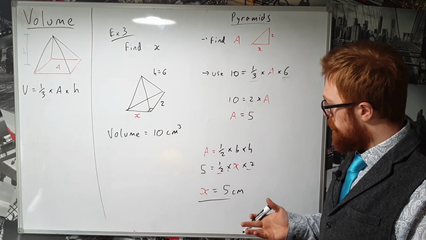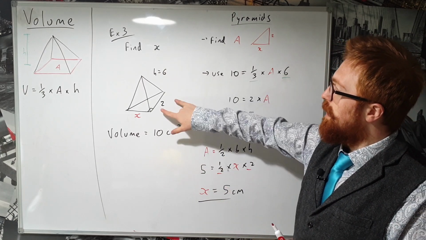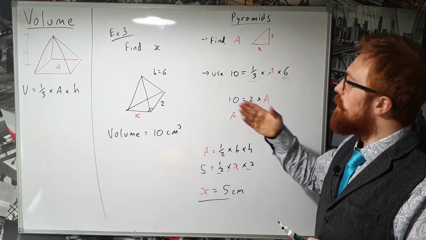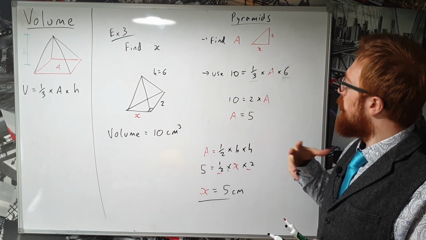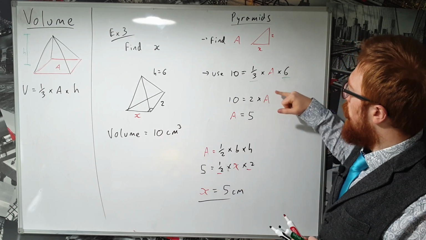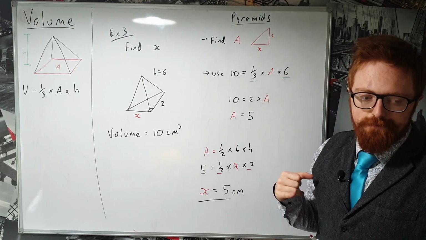There we go. So if we're asked to find a length and we're asked to work backwards, again, think through this process. What must they have done to work out the answer? And then work backwards from there.